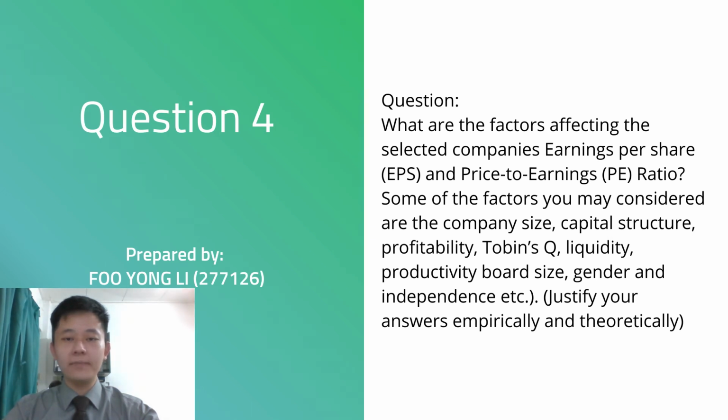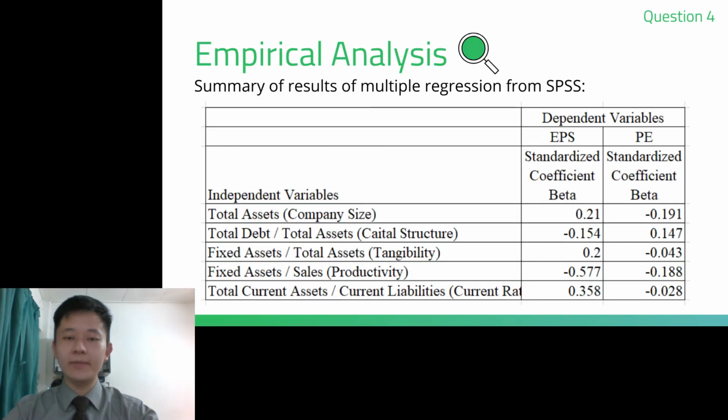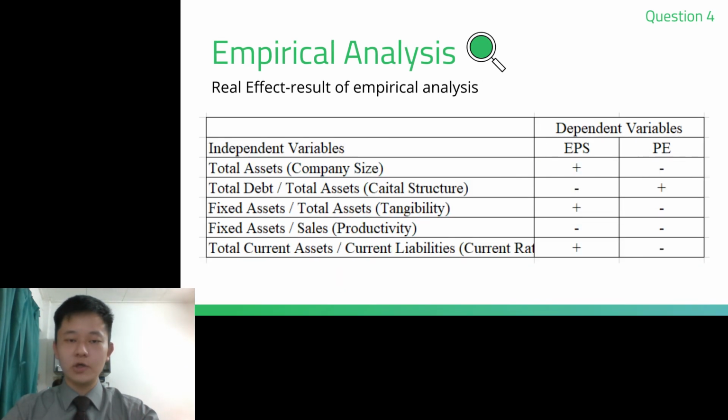First of all, we made an empirical analysis after choosing 5 independent variables, which are company size, capital structure, tangibility, productivity, and current ratio. According to this table, company size, tangibility, and current ratio had a positive relationship with EPS, while capital structure and productivity had an inverse relationship with EPS. Furthermore, capital structure had a positive relationship with the PE ratio, while the rest have an inverse relationship with the PE ratio. This is the real effect result of the empirical analysis.